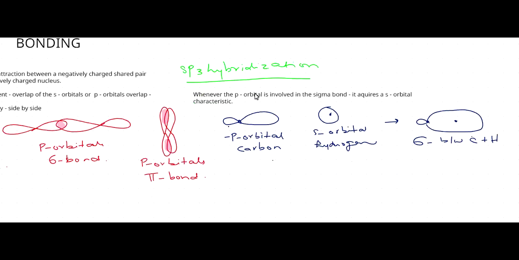So the same thing can also happen with a p and a p orbital. Miss, how? A p orbital has just two lobes. It doesn't have a spherical shape. So how can it form a spherical shape? I will tell you, one second.